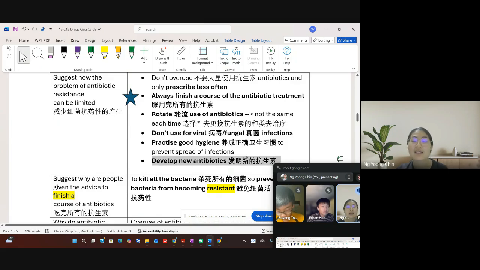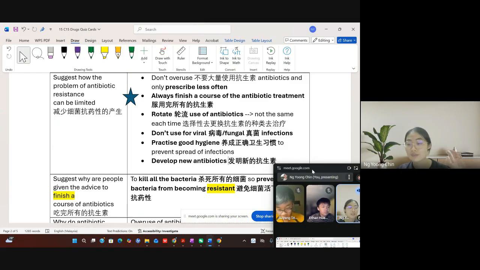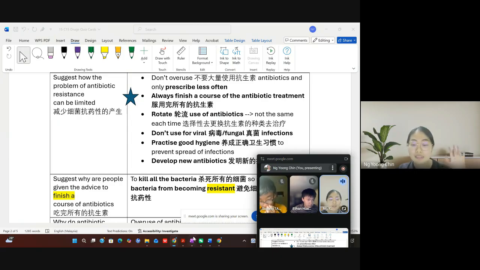But this is very hard, developing new antibiotics, because recently they don't have much money to develop them. So that's why there will be fewer antibiotics that can be used. Okay, that's all for today.